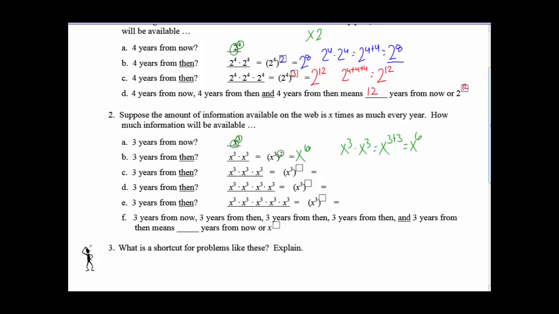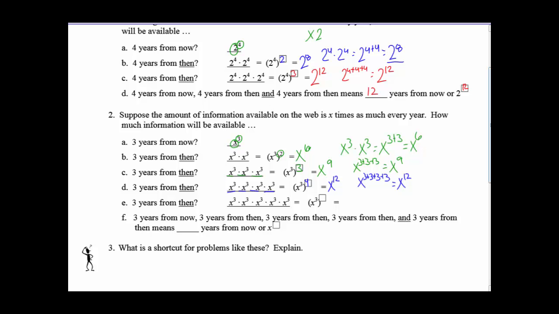For part C, 3 years from then, we're going to multiply by another x cubed. So we'll have 3 x cubes, or x cubed raised to the 3rd power. We can think of this as x to the power of 3 plus 3 plus 3, or x to the 9th. Take it a step further, 3 years from then, we'll have 4 x cubes multiplied together, or x to the 3rd raised to the 4th, since we have 4 of them multiplying together. We can think of that as x to the 3 plus 3 plus 3 plus 3, or x to the 12th. Hopefully you noticed the pattern by now.